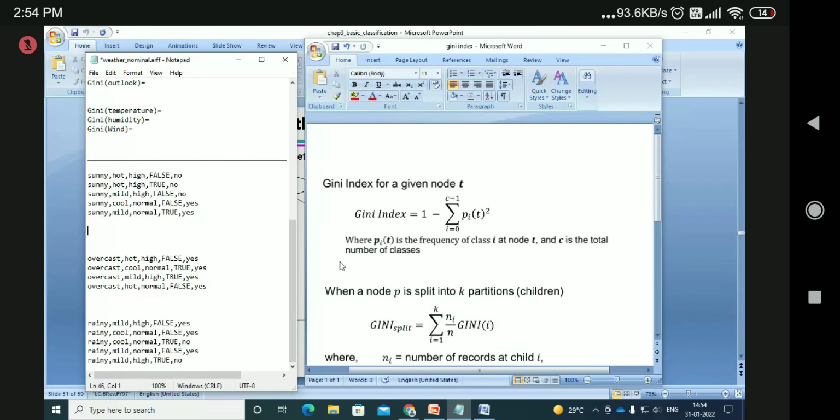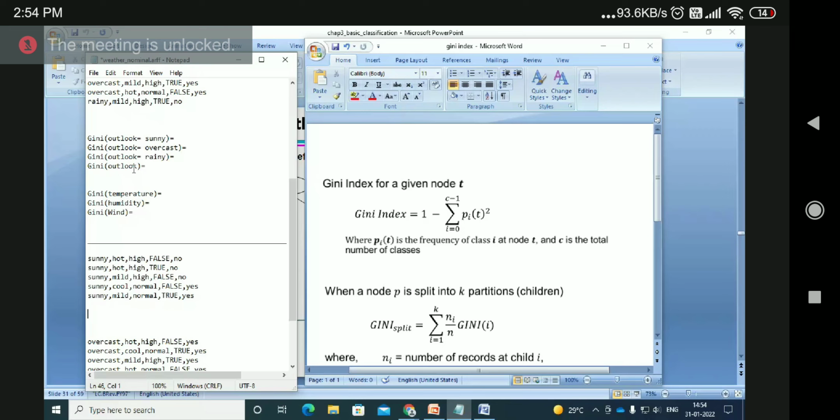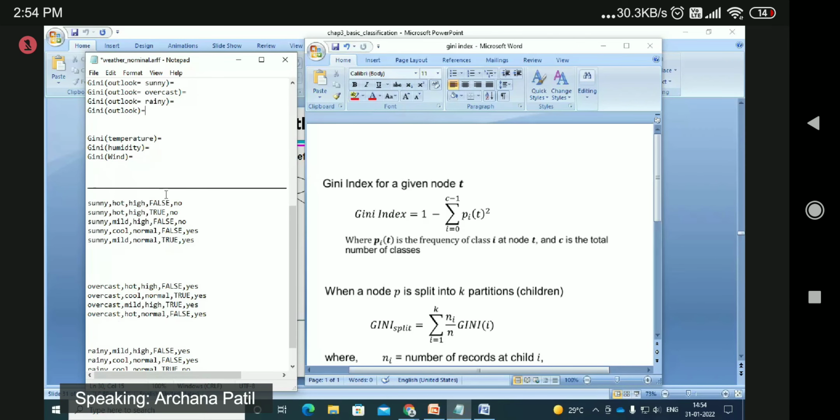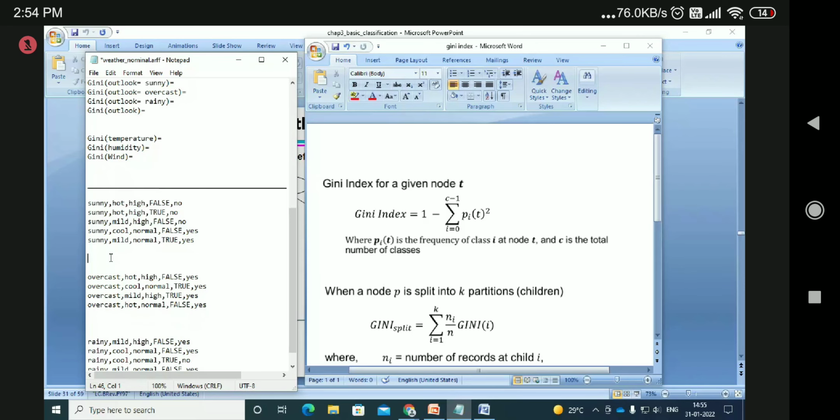That is what we are looking for, the Gini of outlook. So Gini of split is representing the Gini of outlook. Okay. So Gini of, if outlook is used for splitting, so are you getting it? So just trying to reduce the space so that you can solve it.